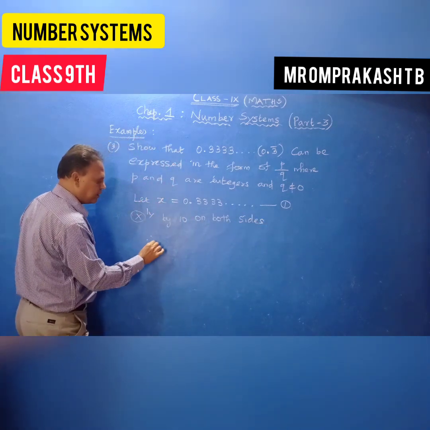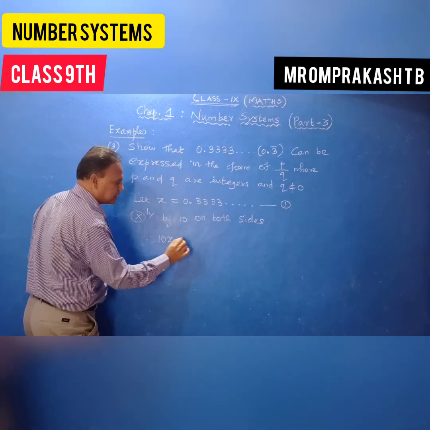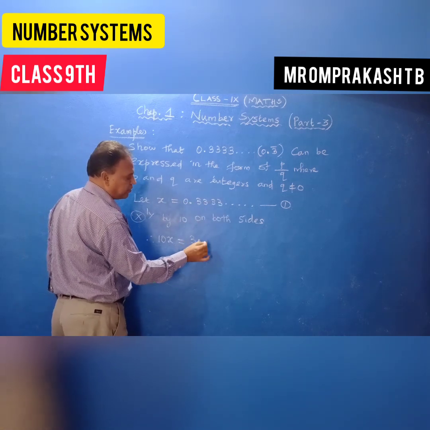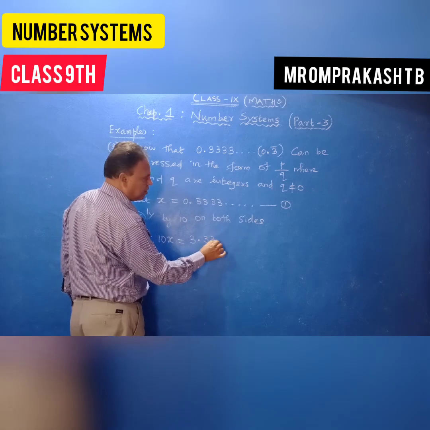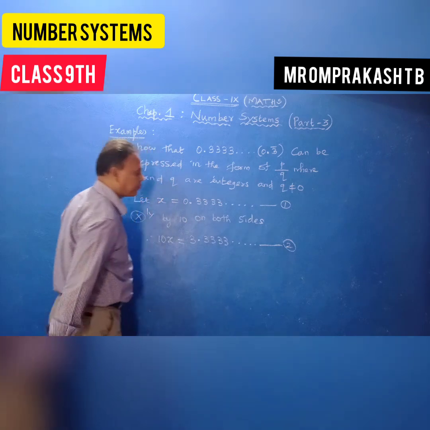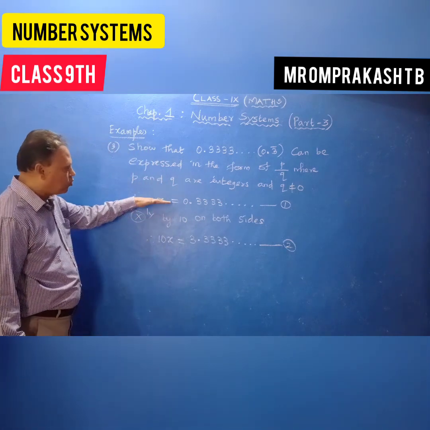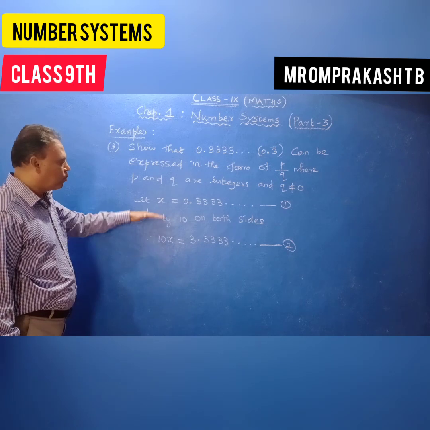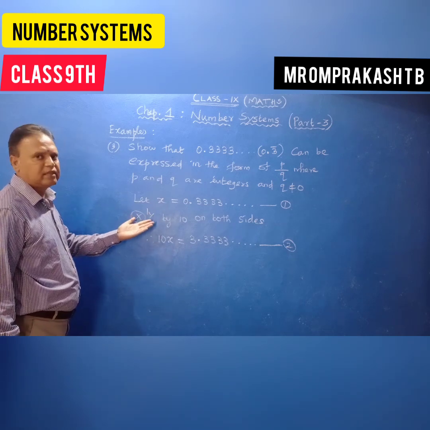What you will get using 10x is equal to, here 10 multiply means how much? 3.3333, like this it is going on. That is equation 2. Okay, now we have two equations. Here, both equations you subtract.